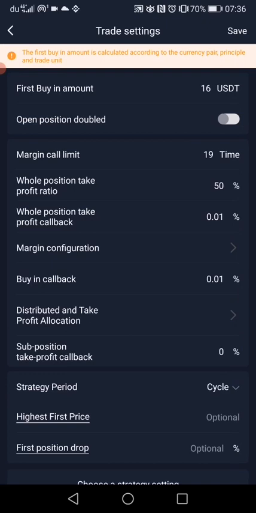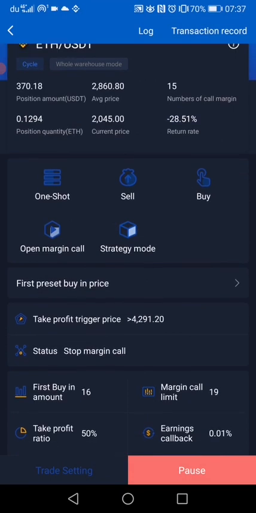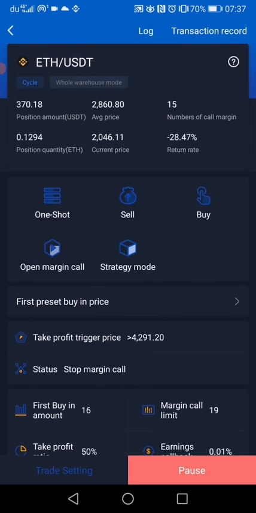And it has made how many margin calls so far? It has made 15 margin calls. So for this trade, it has made 15 times. It has bought 15 dips. That's what it means. It has dipped 15 times and it has bought those 15 dips. Still have 4 more to go.